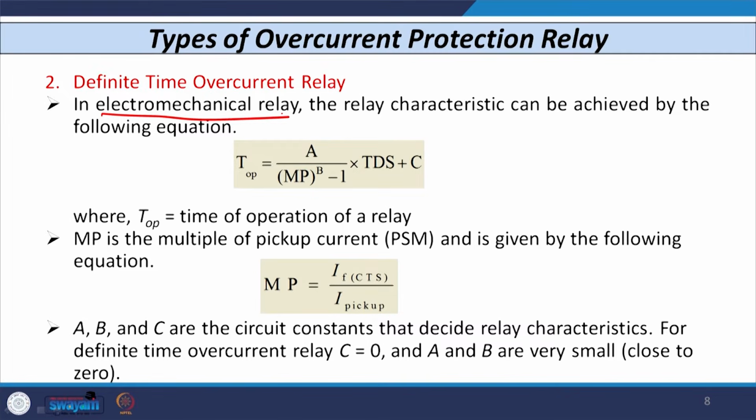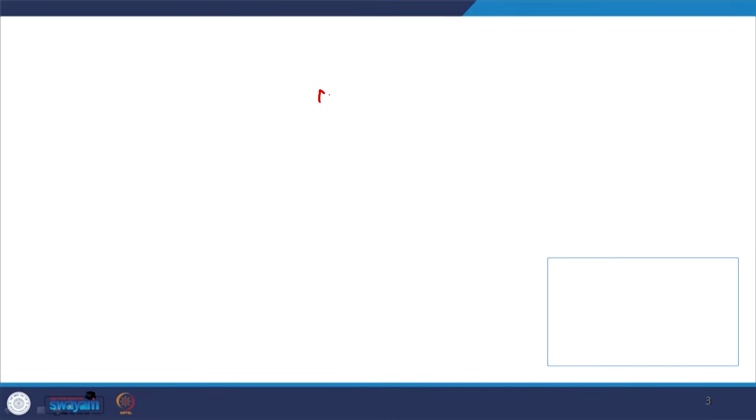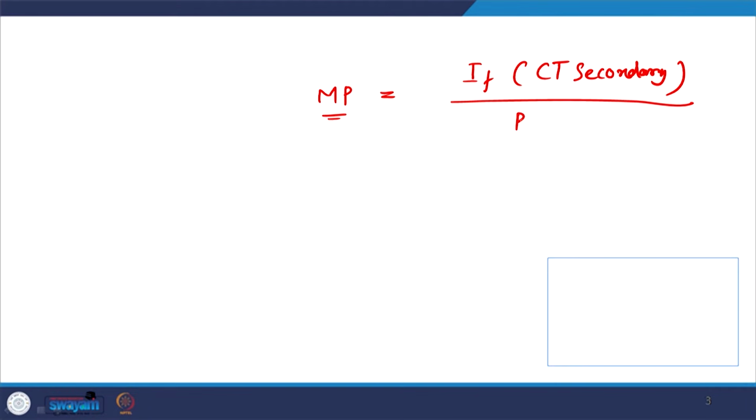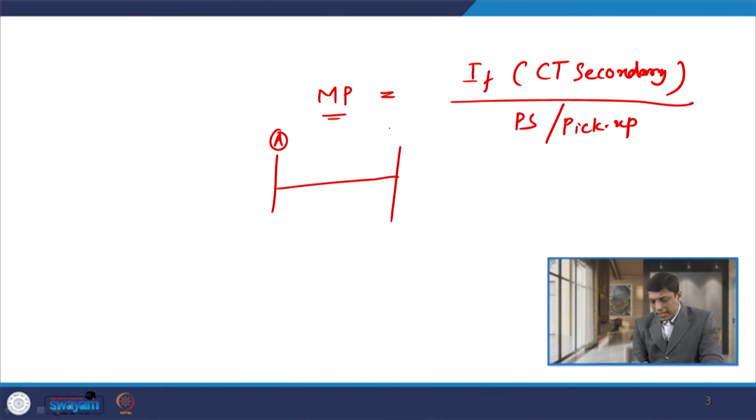If I consider the multiple of pickup current MP, then MP is defined as the fault current referred to the CT secondary side, divided by the plug setting or pickup value of the relay. So, if I consider, say, one feeder connected between two buses A and B, and one CT, say its ratio is 100 by 1, primary 100, secondary 1 ampere, and I have connected one relay here.